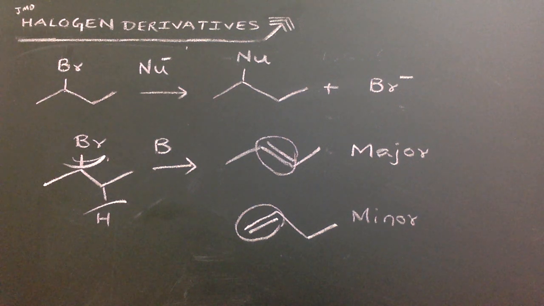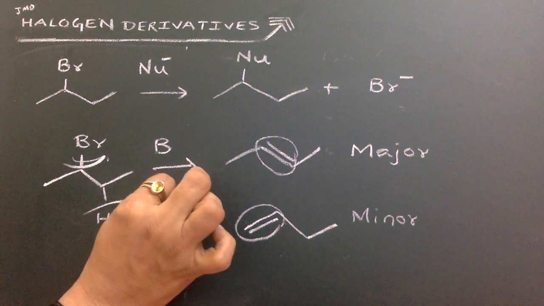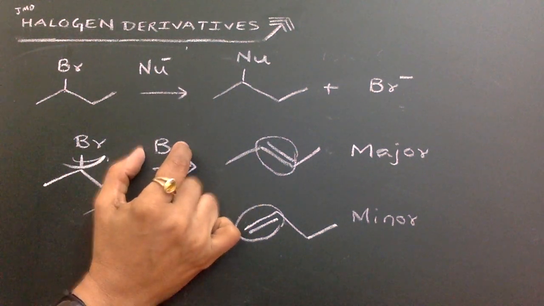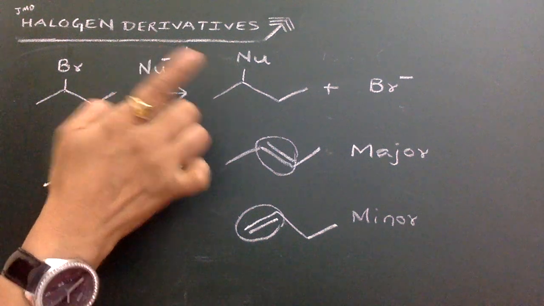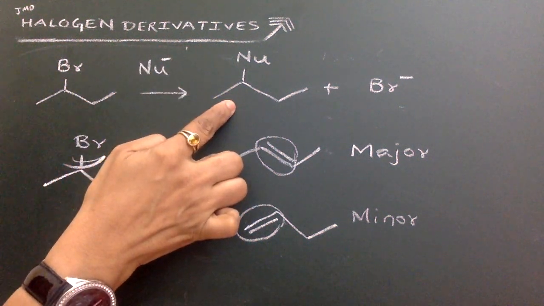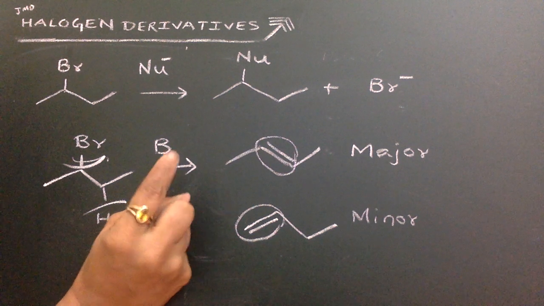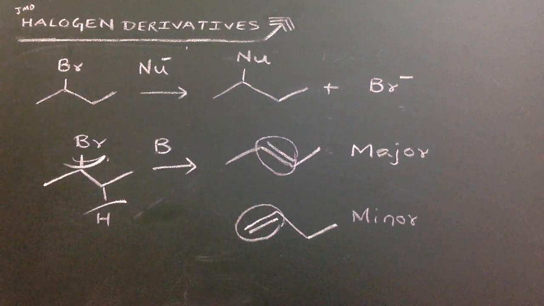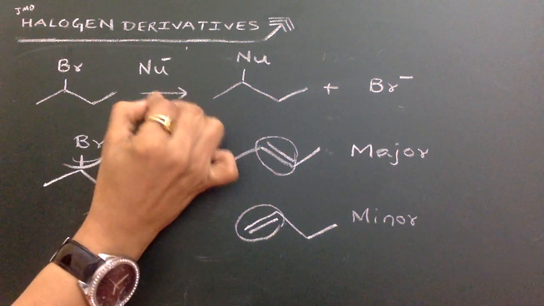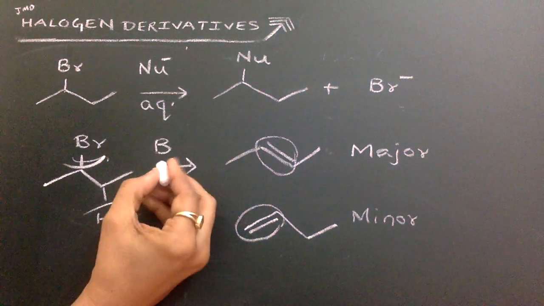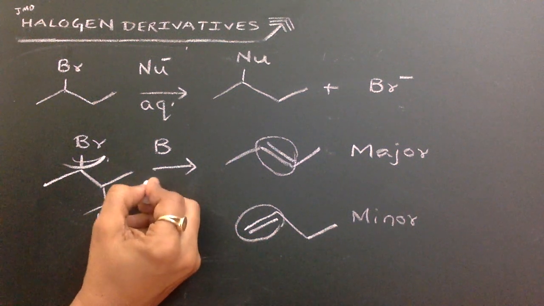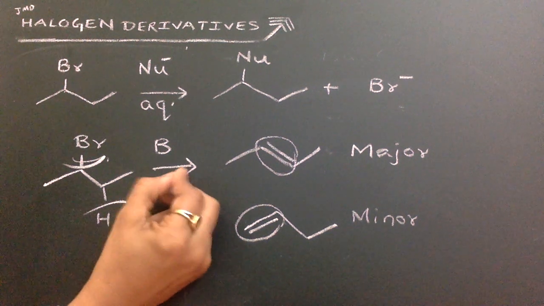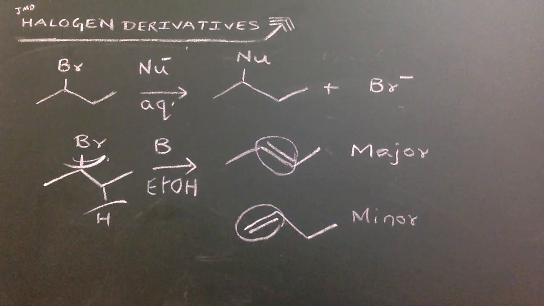Now what we should understand is when this will happen and when this will happen. See, I am using KOH here, I am using KOH here also. But here KOH behaves as a nucleophile and gives me the substitution product. But here the same KOH behaves as a base and gives me the elimination product, that is an alkene. The difference is in the medium of reaction. This reaction I am carrying out in aqueous medium, while this reaction I am carrying out in presence of alcohol, say ethanol, EtOH.